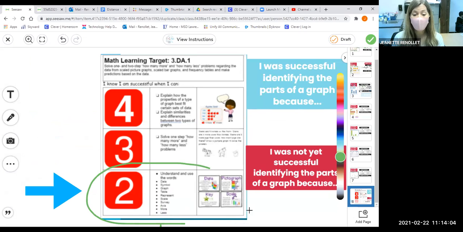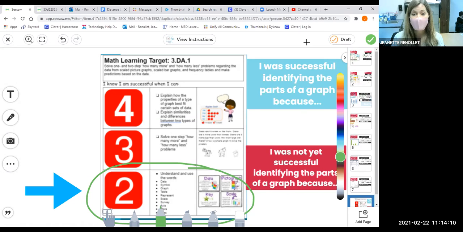Were you able to understand our important vocabulary and the parts of a graph? It is now time for us to end our Zoom.